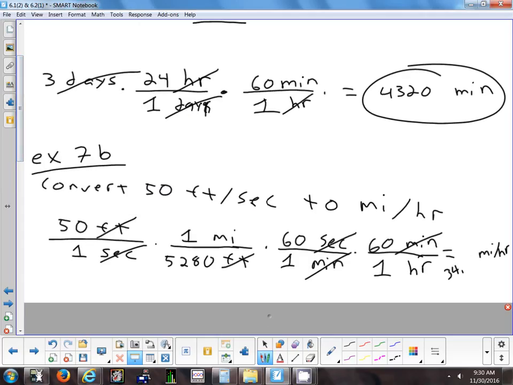Is there a specific unit you should do first, like whether it's distance or time? Nope, it doesn't matter. It's just going to change the order of these fractions. But you're still going to multiply everything in the top and divide by the product of everything in the bottom.